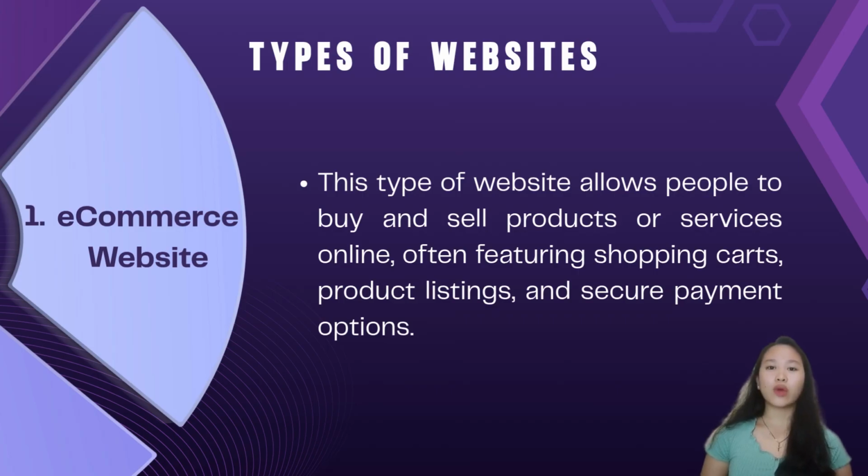The first one is e-commerce website. An e-commerce website allows people to buy and sell products or services online. Examples include Shopee, Lazada, or Shein. These websites have shopping carts, product listings, and secure payment systems. In Web3, these platforms may use AI to recommend items you're likely to buy or crypto-based payments for better security.